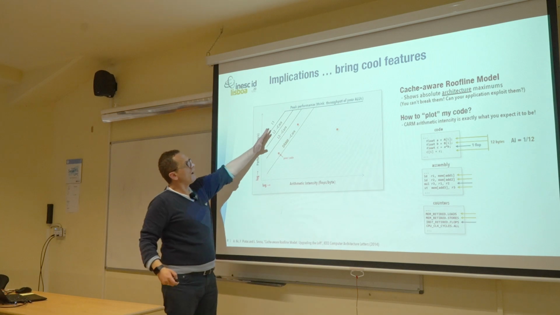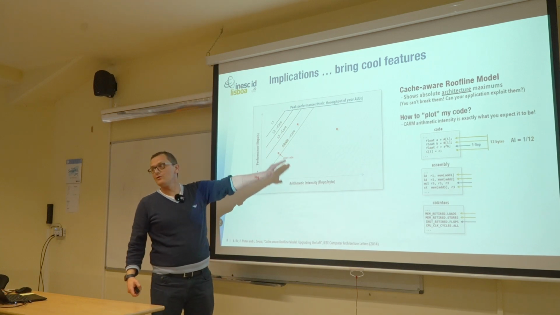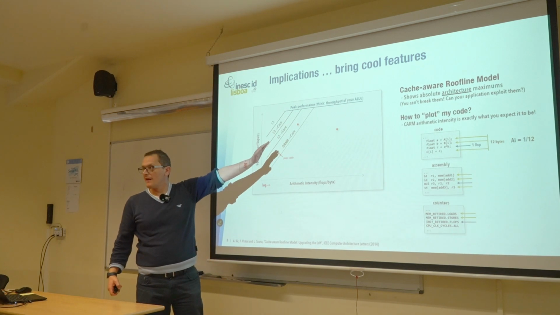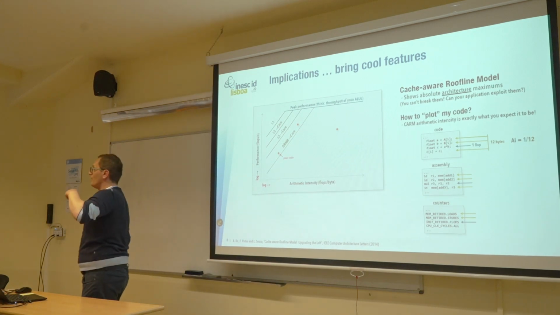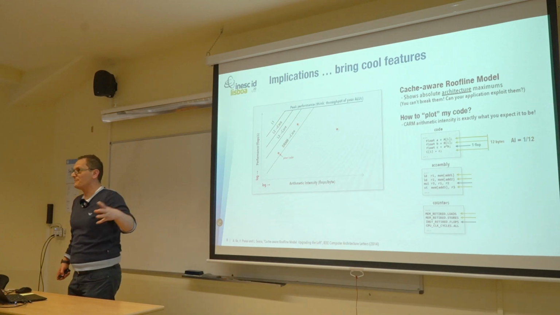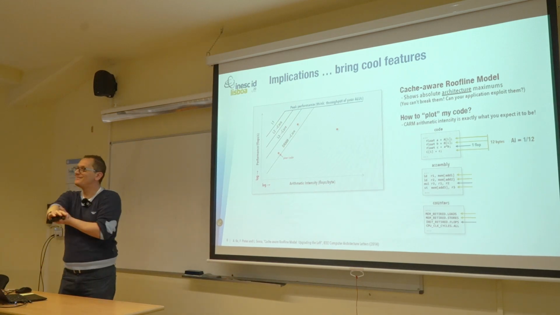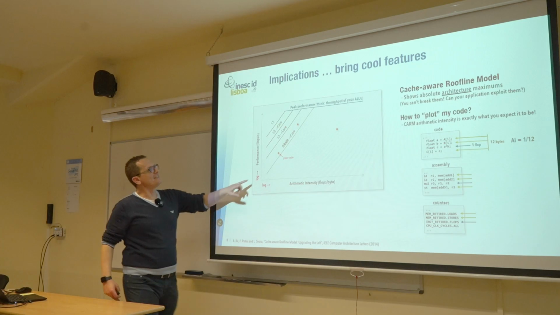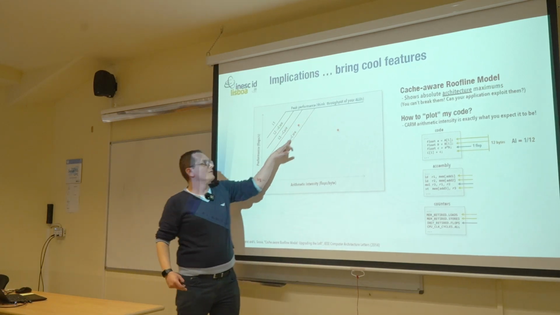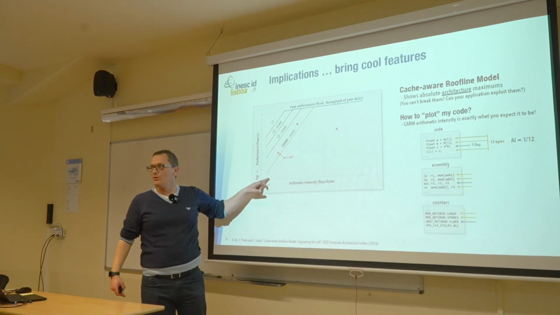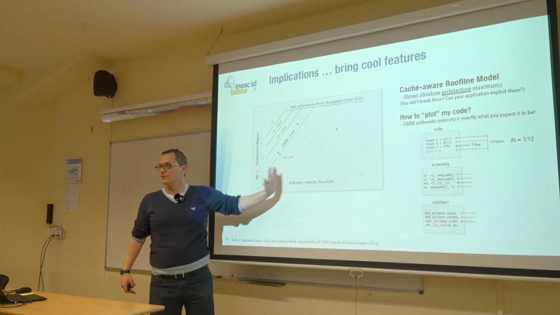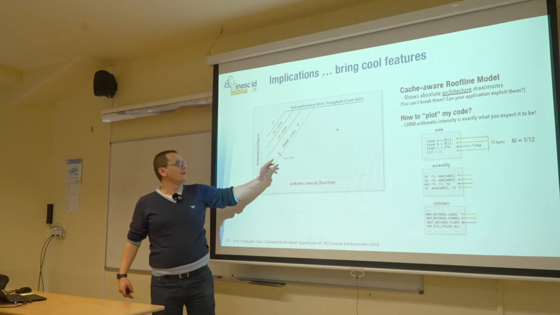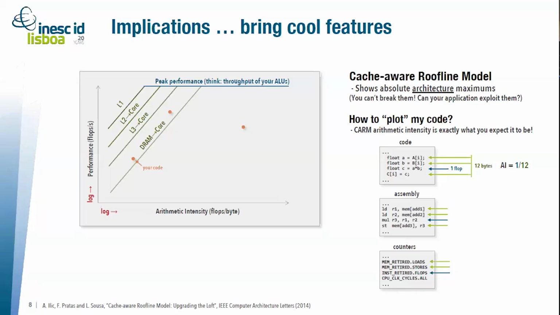And how you can visualize it here are those set of diagonal roofs. As we talked, going through the DRAM, or getting your data from the DRAM, is the worst place where you can get it if you're doing it constantly. And this is what you see here. So this diagonal line tells you what is the performance you can expect, given the amount of flops per byte that you do, if all your data would come from the DRAM to the core.